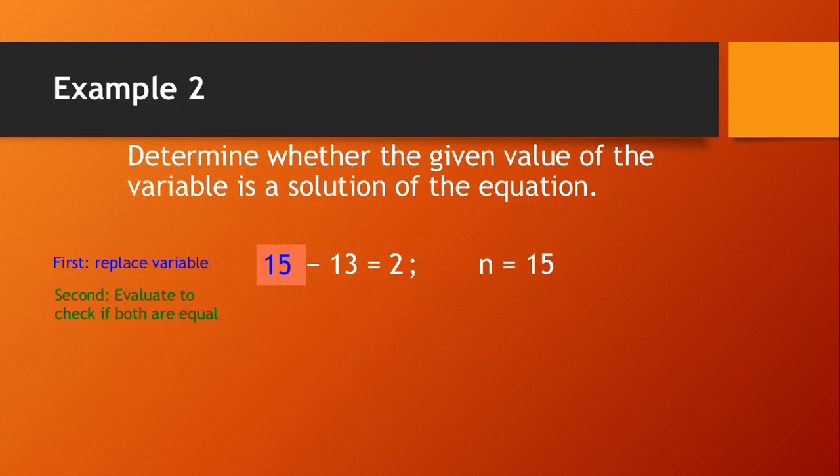Second, we're going to evaluate to check to see if both sides are equal. Well, 15 minus 13 is equal to 2. And then on the right-hand side, I already had the number 2, so I just bring it down. Then I look at my new equation, and I check to see if it makes sense. Does 2 equal 2? Why, yes, it does. So that means that n equals 15 is a solution to this equation.